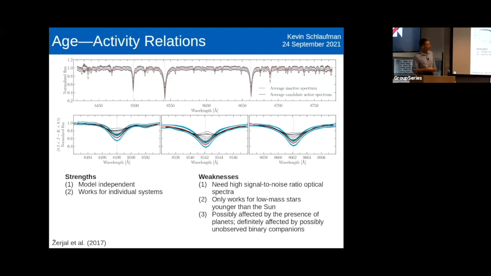Some weaknesses of this technique, though, are that one needs high signal-to-noise data. If you have a high-resolution spectrum and you're looking for very small changes in the amount of emission, you need really high-quality data for single systems, and that can be expensive to obtain. This technique really only works for low-mass stars younger than the sun, so if one wants to look at more massive stars or stars older than the sun, this isn't going to be helpful. And in the planet context, it's affected by the presence of a planetary system. It has been shown that stars that have close-in planets have different emission properties than stars which don't. So if one hopes to study planet hosts using a calibration which has been benchmarked with non-planet hosts, one could have biased results.